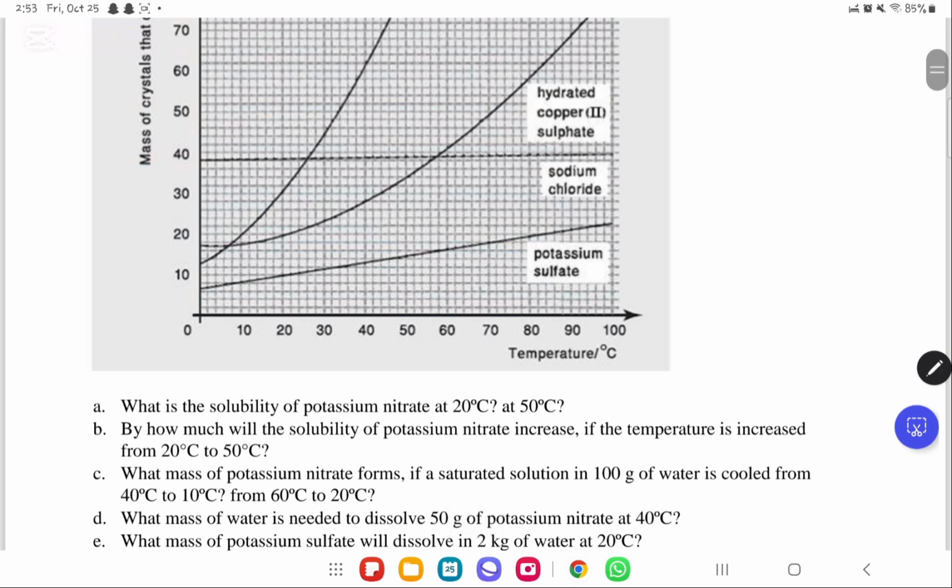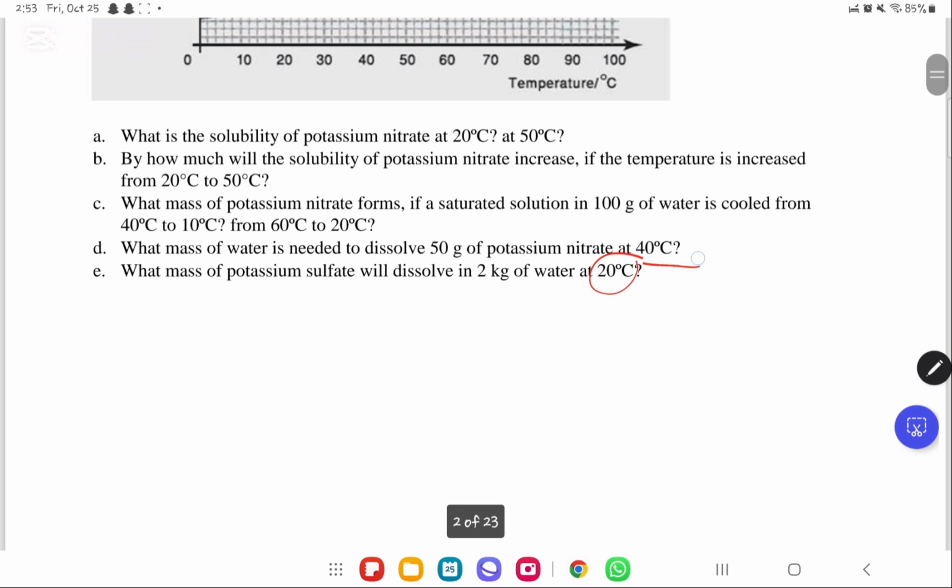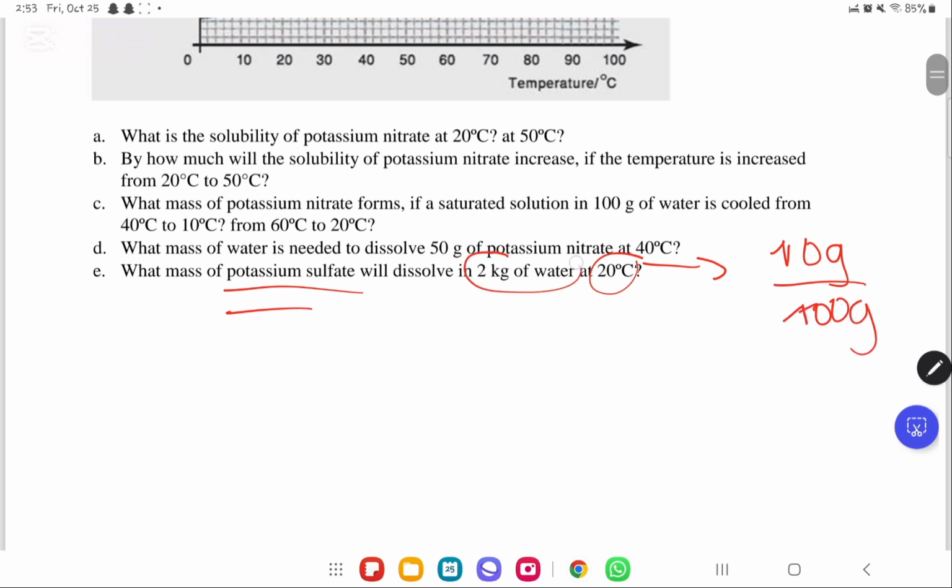We're going to go at 20 degrees Celsius, we're going to find the mass or the solubility of potassium sulfate. So it is 10 grams per 100 grams of water. So if we go down again, we have the solubility at 20 degrees Celsius of potassium sulfate is 10 grams over 100 grams of water. Okay, now we have what? We have the mass of water.